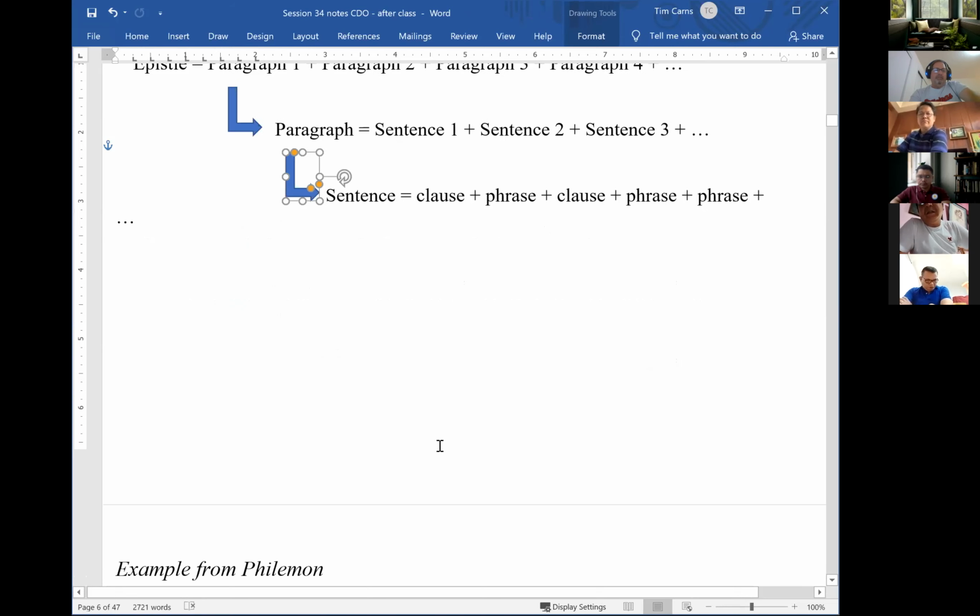I'm not going to read through the whole thing, but I think you can understand the concept, right? So in Philemon, the first paragraph is the introduction in verses 1 and 2. The second paragraph in Philemon is Paul's prayer for Philemon.